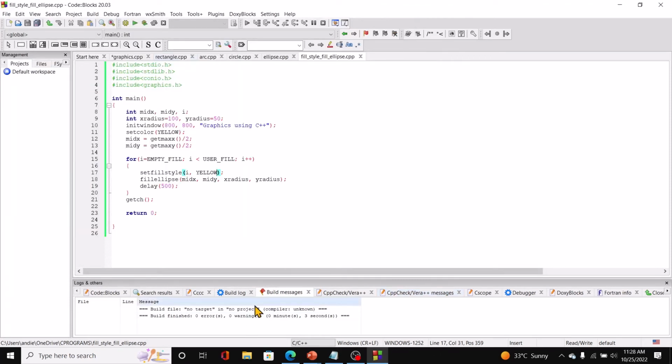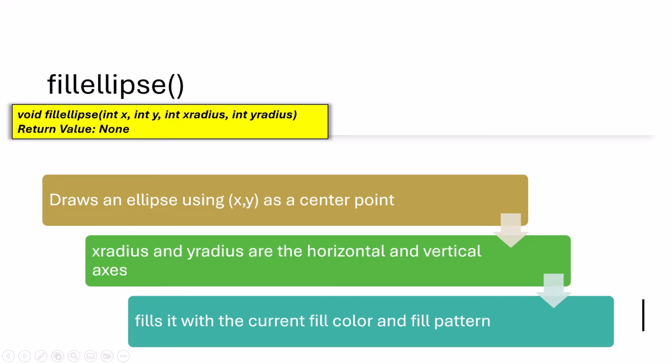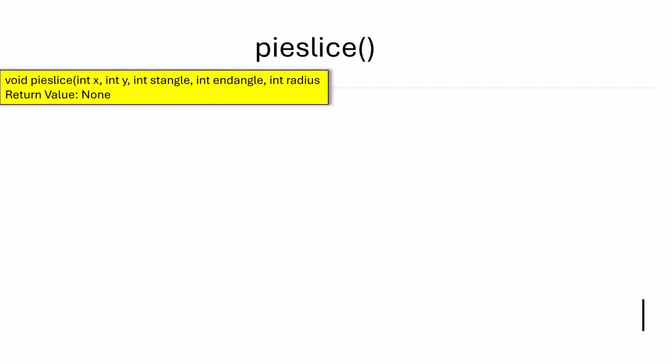Right, so I hope that's clear. Moving on to the next function, which is pie slice. So this is the prototype. As you can see, it requires parameters. The first two are the center, then we have a start angle and an end angle, and of course the radius, right?